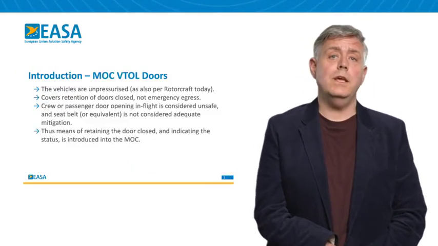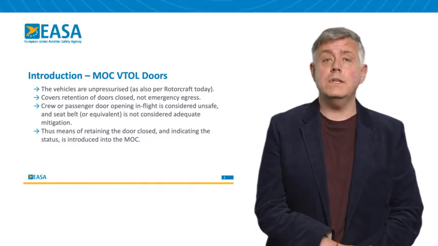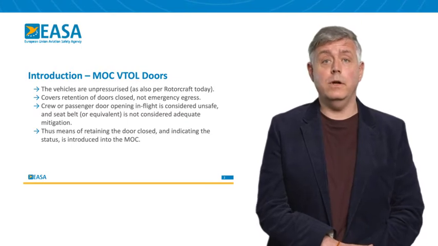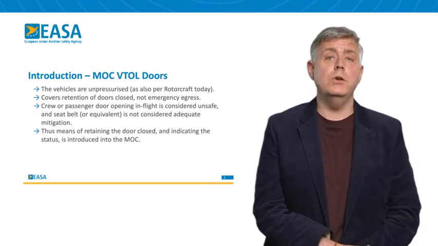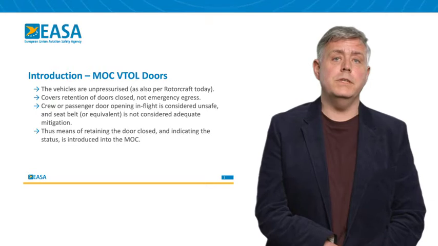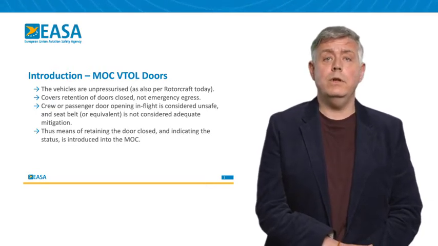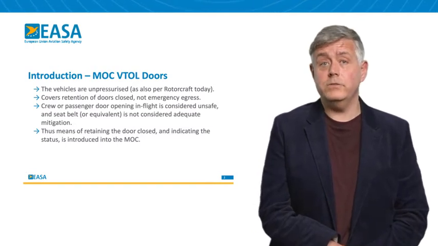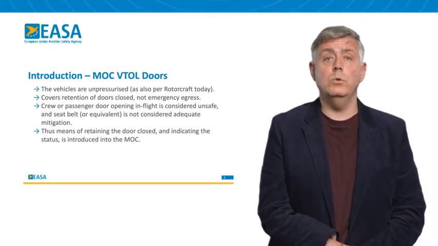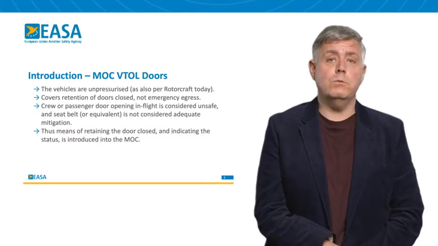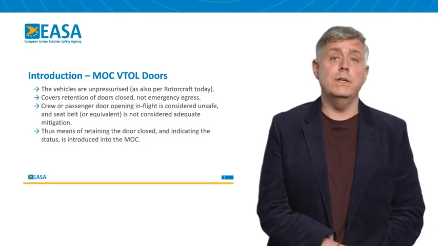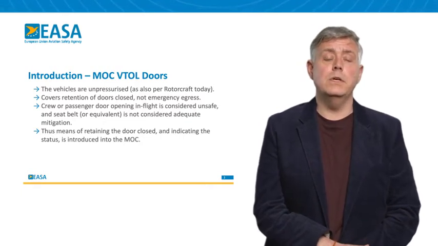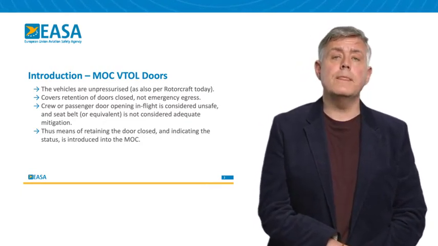So to begin with the external doors, we start with an important assumption. As per Rotorcraft products today, we assume that there is an unpressurized cabin. For anyone who happens to be familiar with the Part 25 regulations for pressurized aircraft, you will know that the external doors regulations are, for very good reasons, quite complex. But we don't apply those to this sort of vehicle.